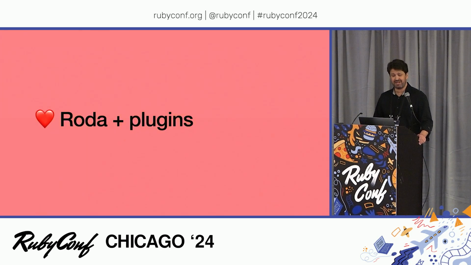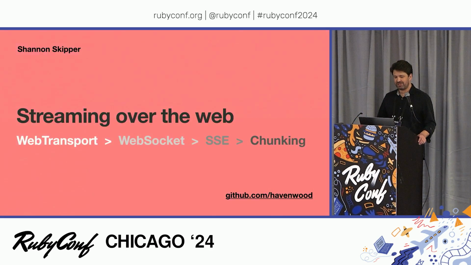So I also want to say I love Roda and its plugins. Thank you to Jeremy Evans for making it. And there are a lot of other beautiful libraries in Ruby to build your own web framework, to compose it the way you'd like. I like the way you can do it with plugins. Other frameworks like Hanami compose it internally in a different way, but really great to work with and a joy in Ruby. So this was streaming over the web.